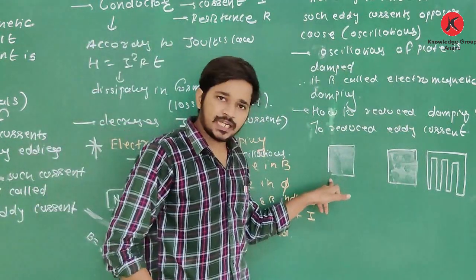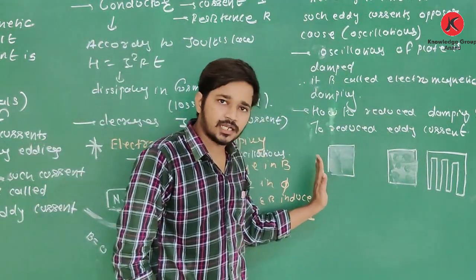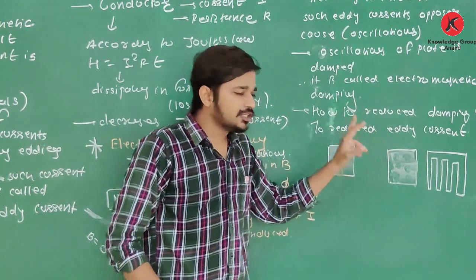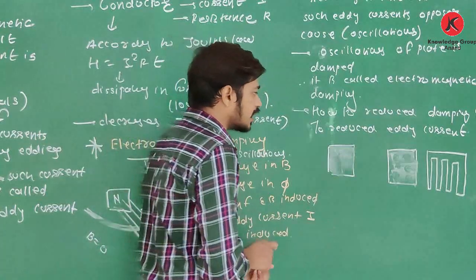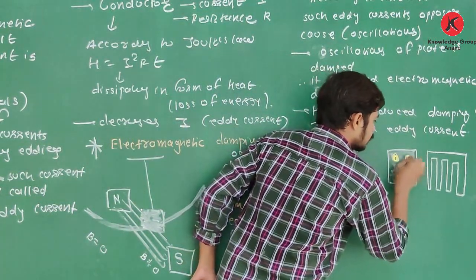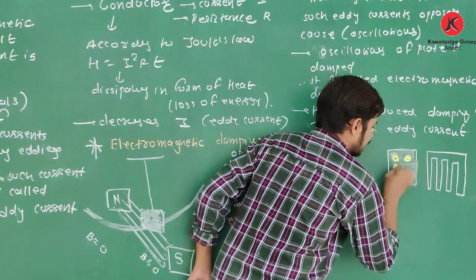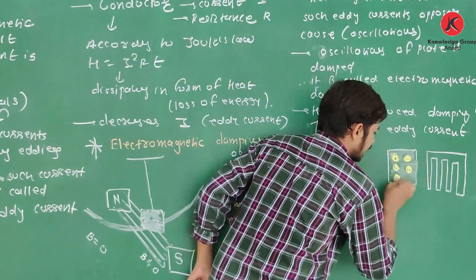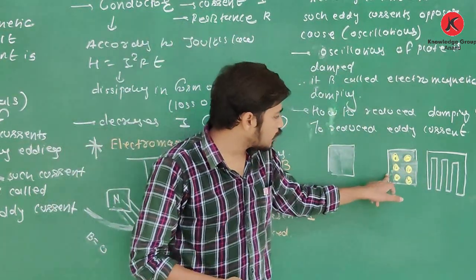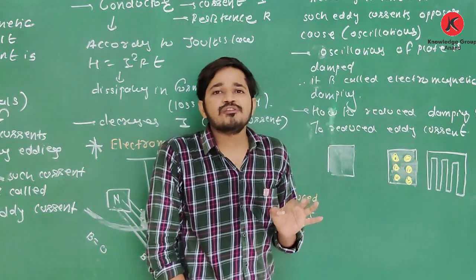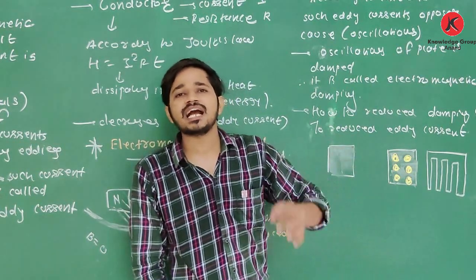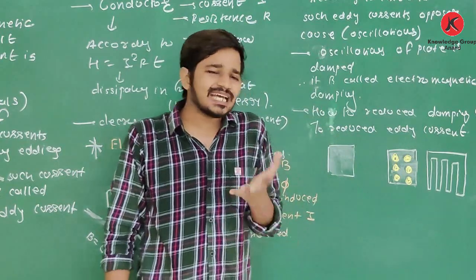Clear about this? It is plate. It is completely made up of metal. To minimize effect of eddy current, we have to make plate having holes inside it, or slotted. So what happens when we make holes or it is slotted? Effective area decreases. Area decreases, then what happens?